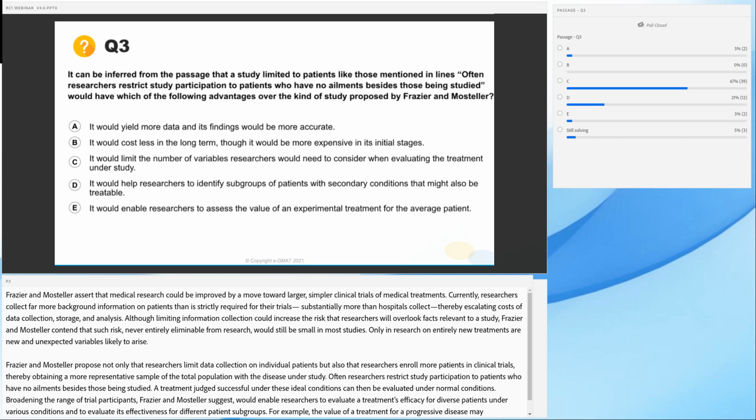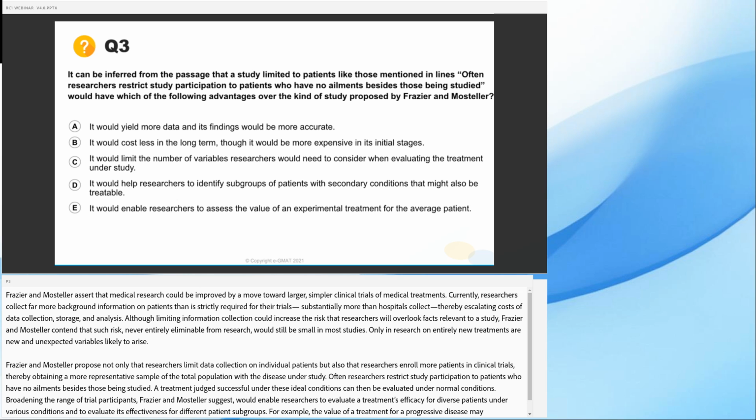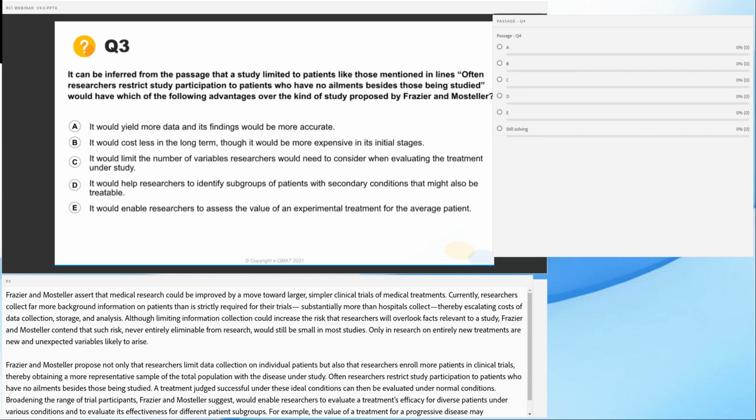You can see 67% of the class got choice C. I think that is the correct answer. Really, really well. I'm happy to see how you guys are improving here. With that, question number 4, let's get to still solving.